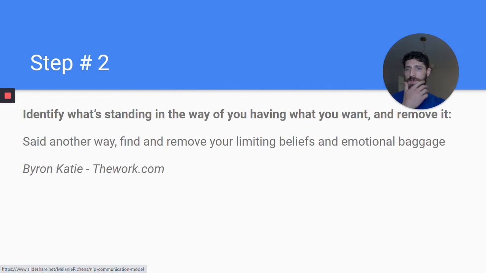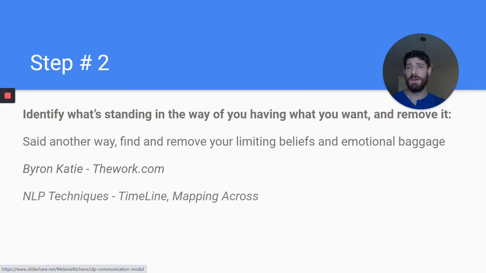So a couple different resources that I like to use for removing limiting beliefs and emotional baggage besides the NLP work that I do. Byron Katie, her website, thework.com, and book, I believe, of the same name. Fantastic stuff. It's more conversational therapy. And NLP techniques, as I just mentioned, like the timeline and mapping across processes.